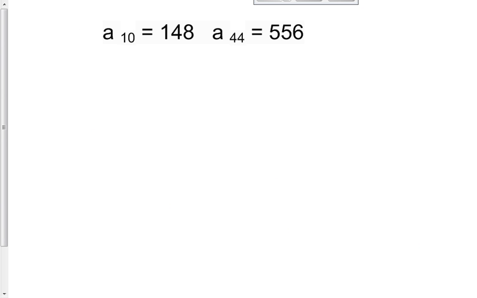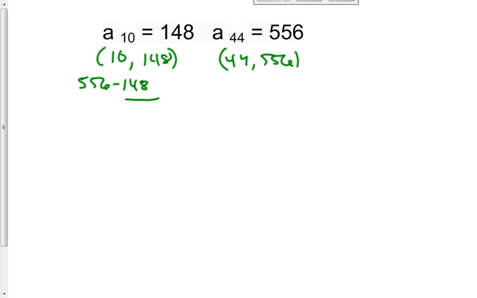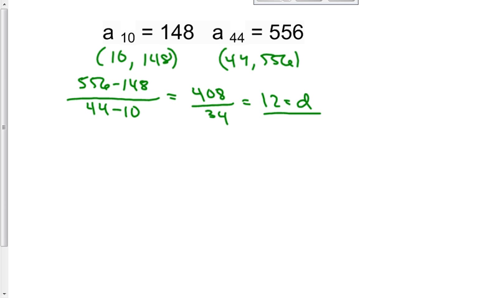Right? Let's try one more of these. 2 random points in the line. 10, 148, 44, 556. Calculating our slope gives us our d value. 556 minus 148 over 44 minus 10. 408 over 34, which is 12. There's your common difference. Let's use the first term.